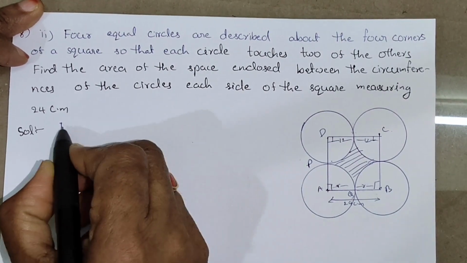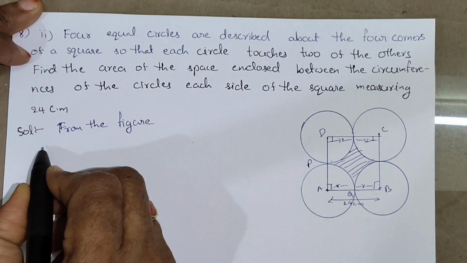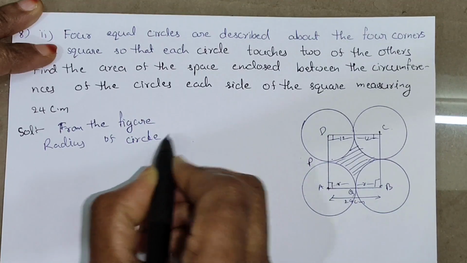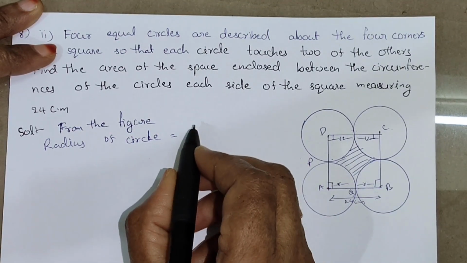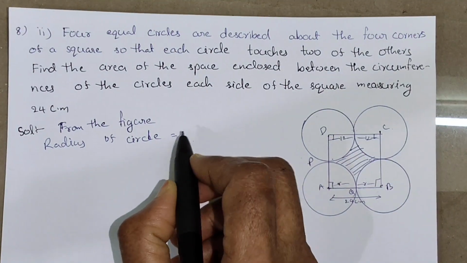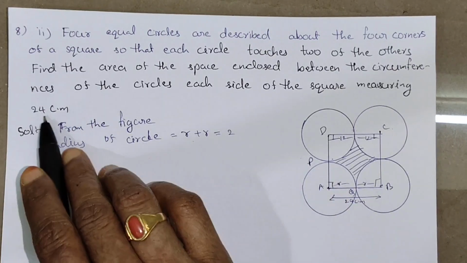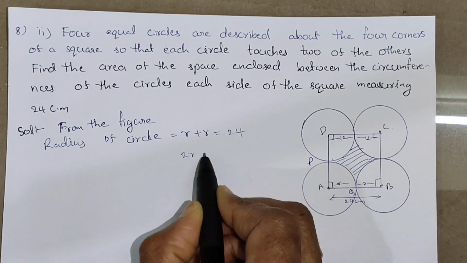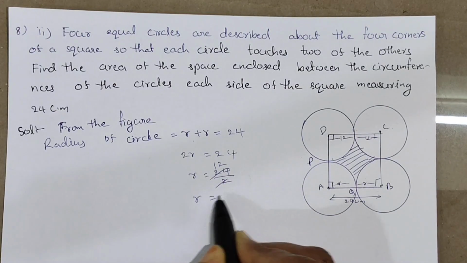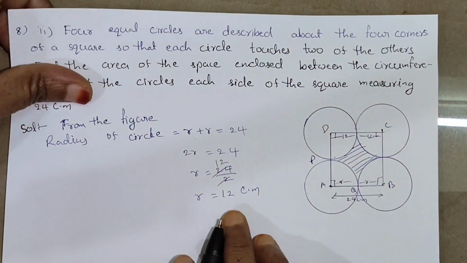So now from the figure, the radius of the circle is equal to here 2 radius, r plus r equal to 24 centimeters. So 2r equal to 24. Now r equals 24 by 2, 2 12s are 24. Here r is equal to 12, and centimeters is the unit. Here the radius is 12 centimeters.